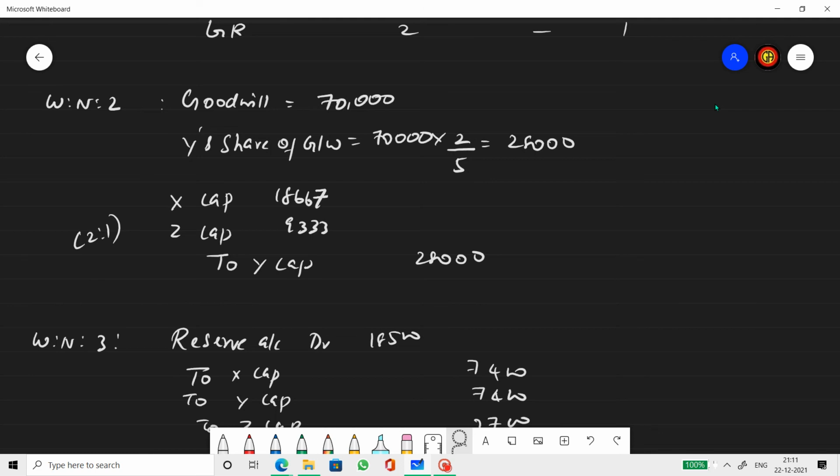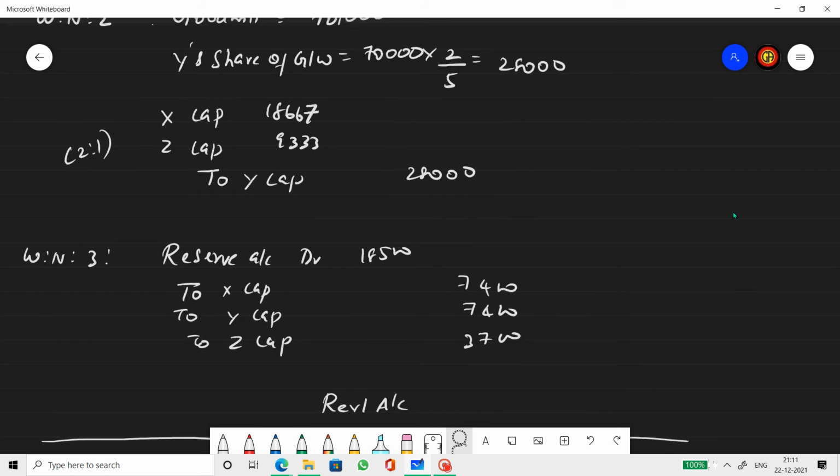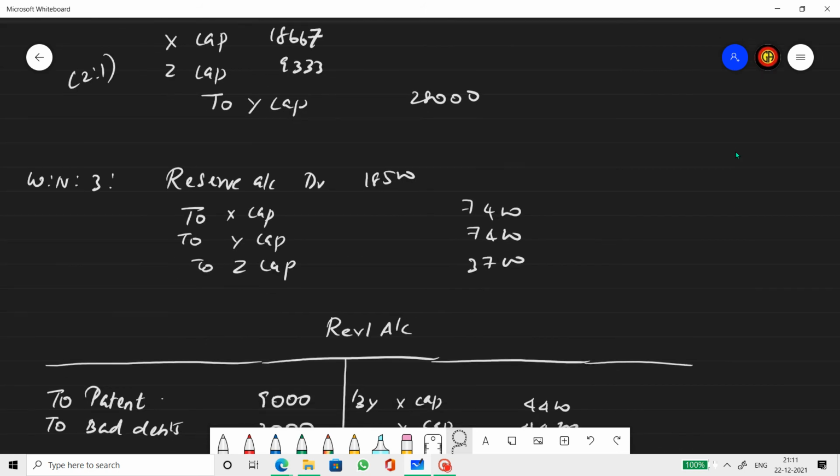Then that's working note number 2. Then we have the third working note, for the reserve. There is a reserve on the liability side of the balance sheet and there is no other profit and loss account or any other reserve apart from this one reserve. So the reserve needs to be transferred to all partners' capital accounts in OPSR. So reserve account debit, X, Y, Z capital accounts, distributed in the ratio of 2:2:1, which is OPSR. So the reserve journal is over.